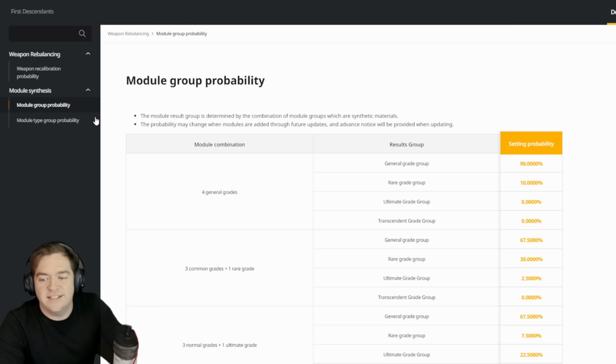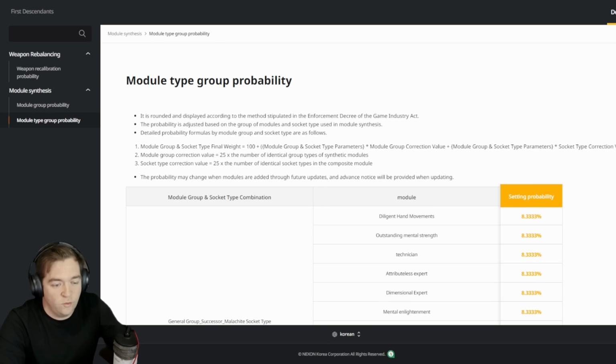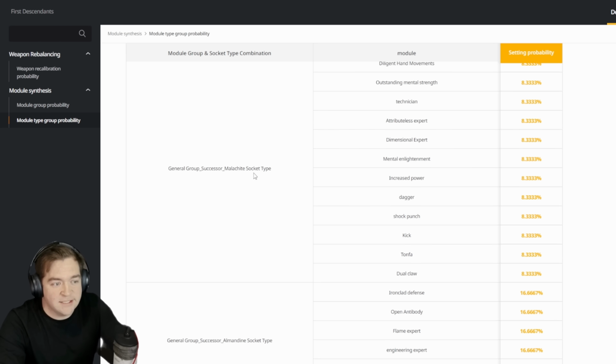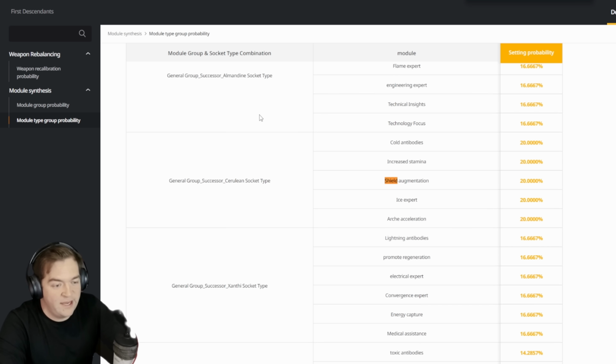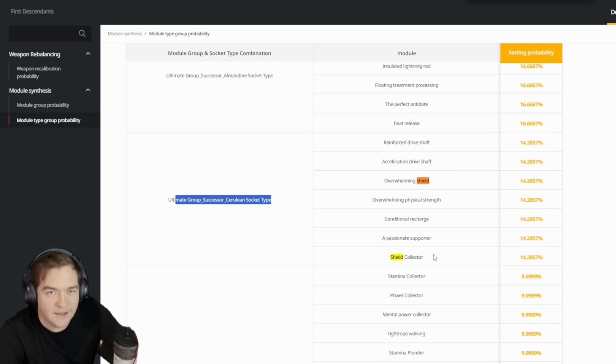But we continue to digress and delve into madness as the module type group probability, remember to translate to English, malachite socket type will give you these drop rates. And if we do a control search for everyone's favorite shield, the ultimate group successor cerulean socket type will give you a 14.2% chance of dropping shield collector. They got us, team. They got us.